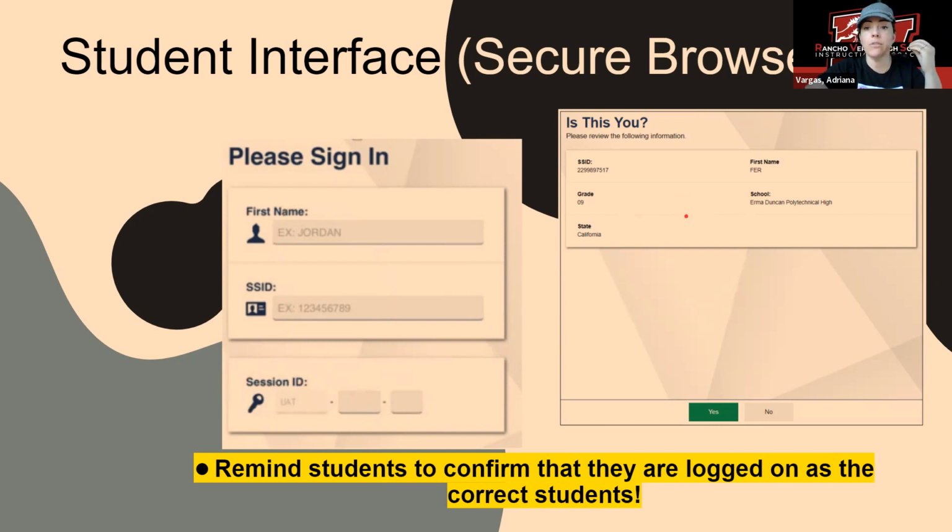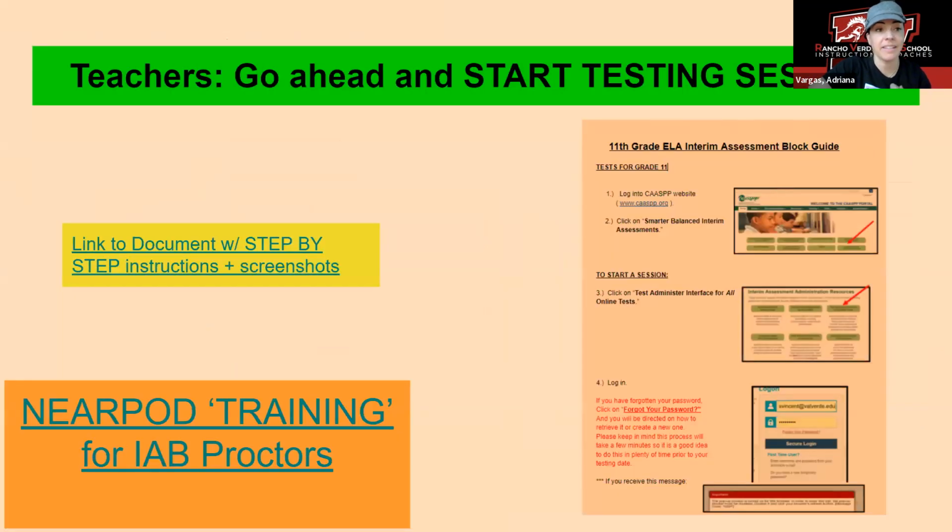Make sure that the students confirm that their name is what comes up, that it's them that comes up when they see the SSID, their grade, and their name. Alrighty, once they're confirmed and they're in, that's it. They're ready to go. You will have a printed version of all of these instructions in your hand. You will also have access to these slides, and you should be good to go.